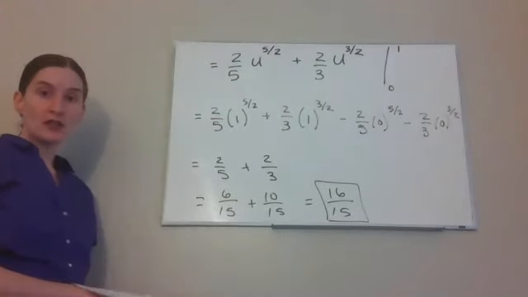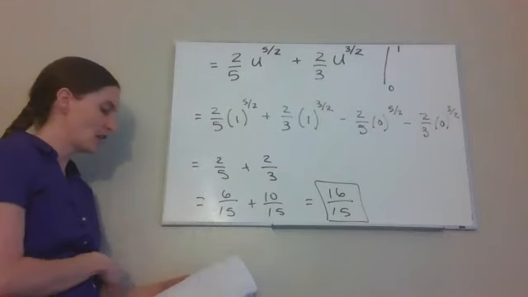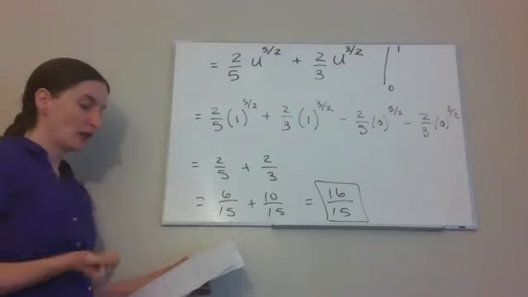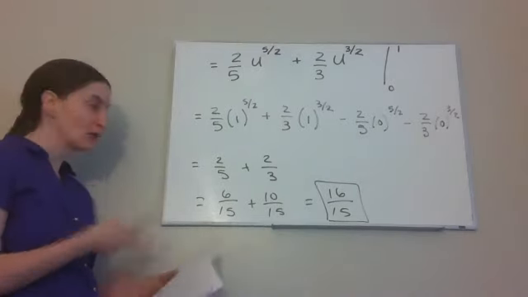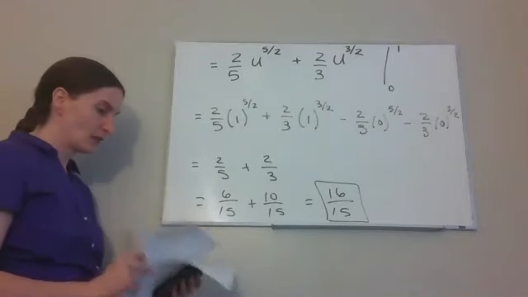Now, if we had wanted to, I could have skipped changing my bounds of integration, and then we could have found the antiderivative, plugged the u back in, and then plugged in my original bounds instead of my new bounds. And I would still get 16 over 15. Either way works.